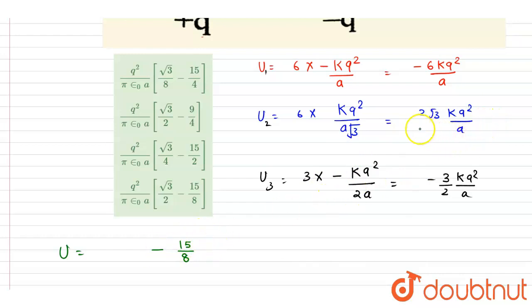So if you see, this is 2 root 3 by 4, so it will be root 3 by 2. And 4 by 2 by 4 will be half. Since we took this 4, we consume this 4 inside. So we just added U1, U2 and U3, and we got q square by pi a epsilon naught into root 3 by 2 minus 1 minus 15 by 18. So you can see here D is the correct one.